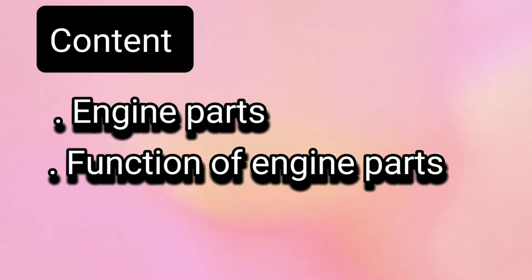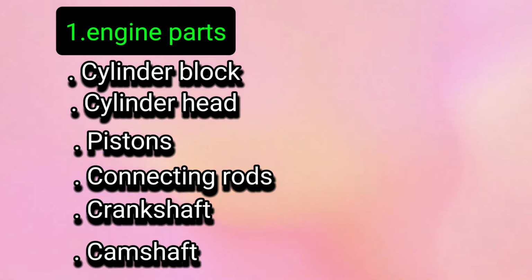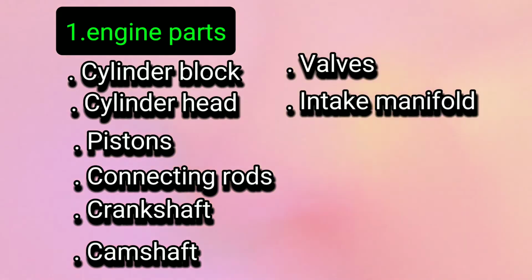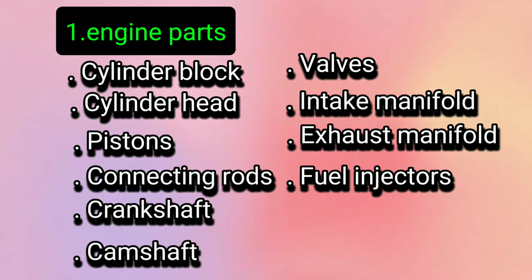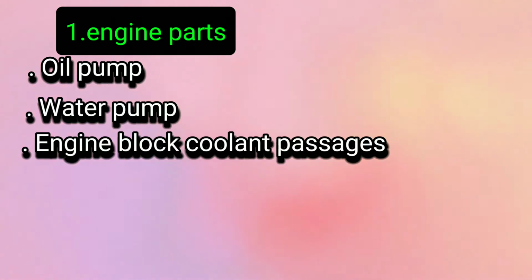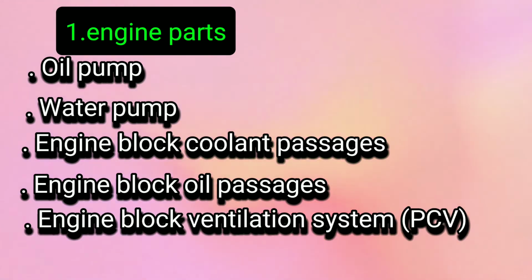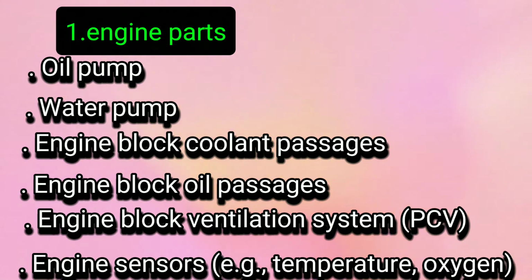Engine parts. Function of engine parts. 1. Engine parts. Cylinder block, cylinder head, pistons, connecting rods, crankshaft, camshaft, valves, intake manifold, exhaust manifold, fuel injectors, spark plugs, timing belt or chain, oil pump, water pump, engine block coolant passages, engine block oil passages, engine block ventilation system PCV, engine sensors, for example, temperature, oxygen.